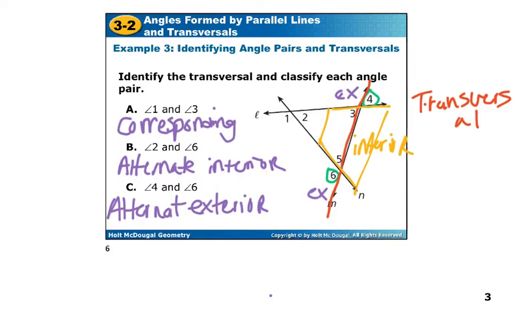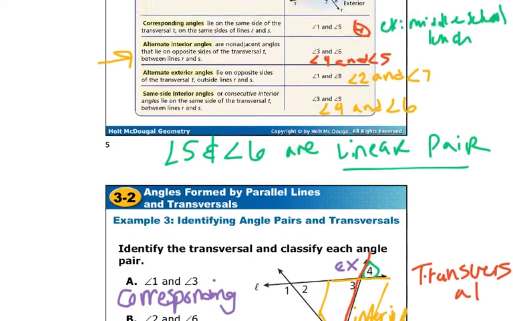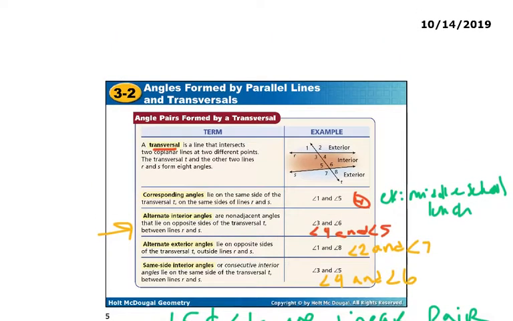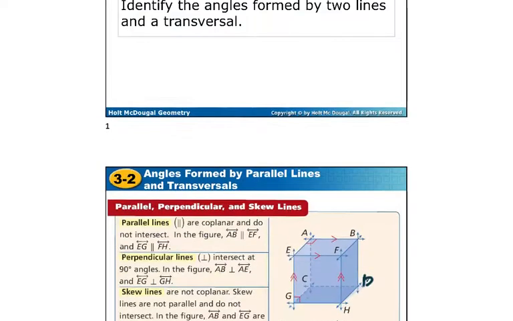Alright, so those are our examples, and so your assignment is going to kind of play around with all of these types of angles. So go for it.